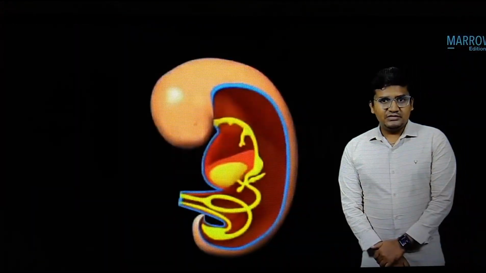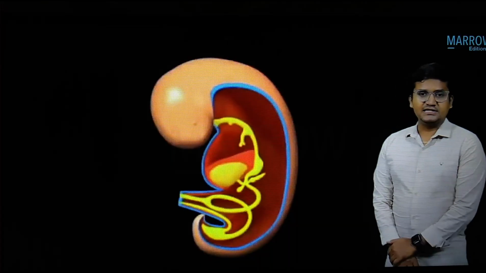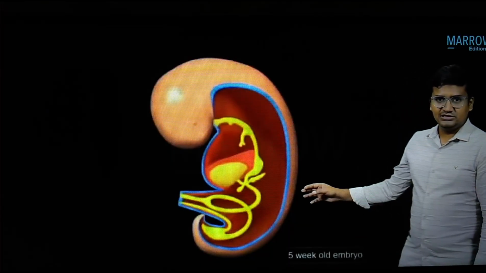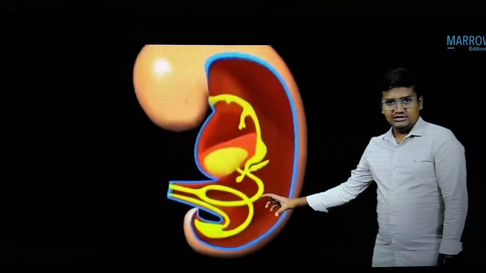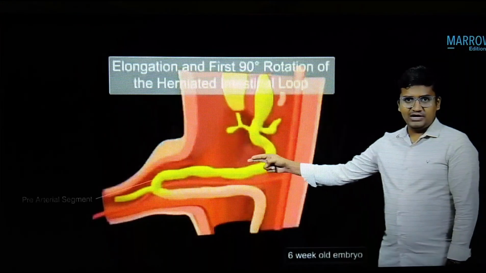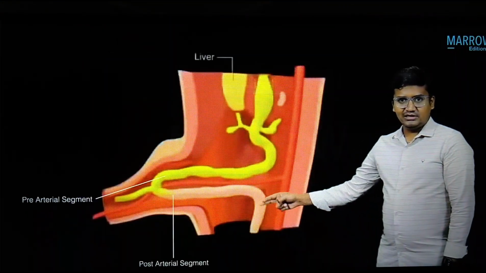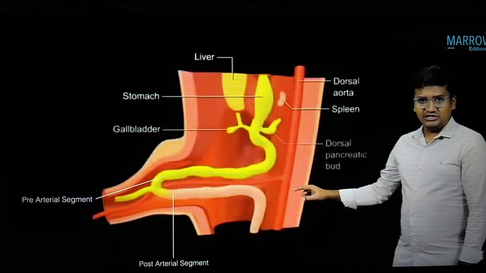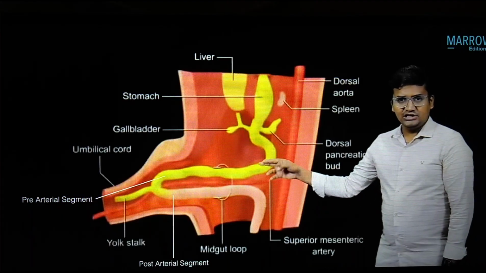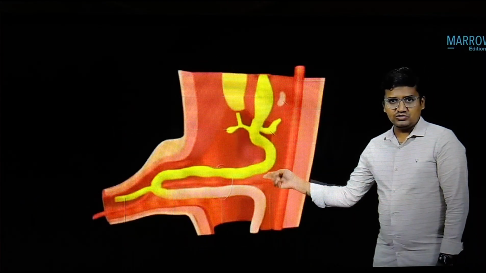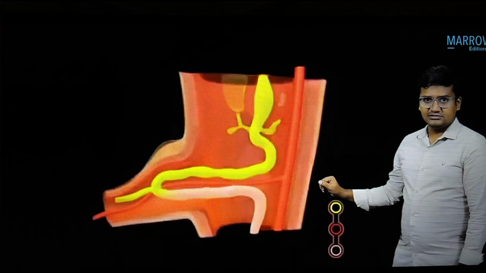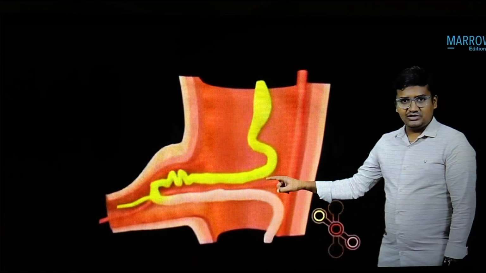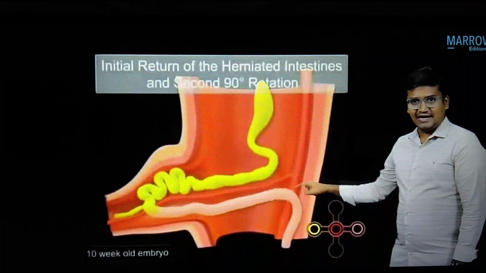Now we're going to see some animation for the gut rotation. Yes. Now see this animation. Now we are seeing the midgut loop. Now we're going to zoom this region. Now we are seeing the prearterial segment, postarterial segment and the artery. Now first rotation in the anti-clockwise direction. So prearterial segment goes to right side and the postarterial segment comes to left side. Okay, over. Now second rotation, the prearterial segment enters the cavity first.